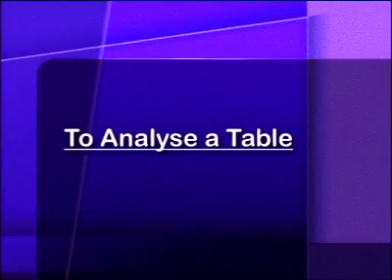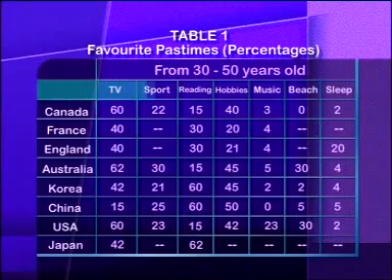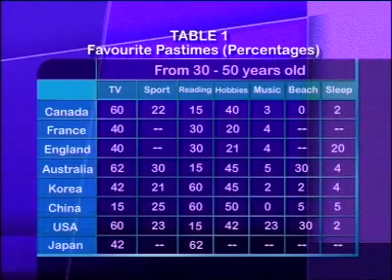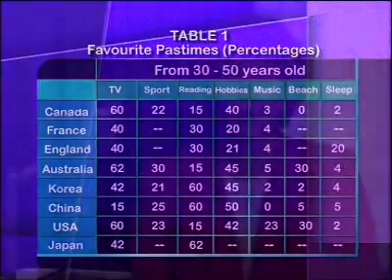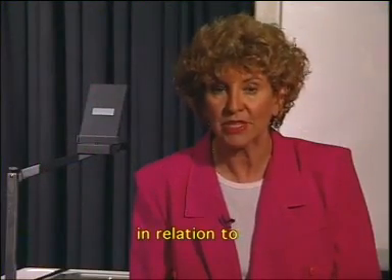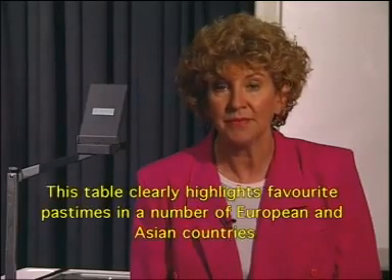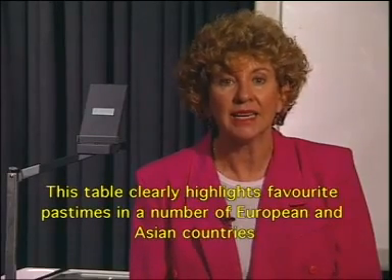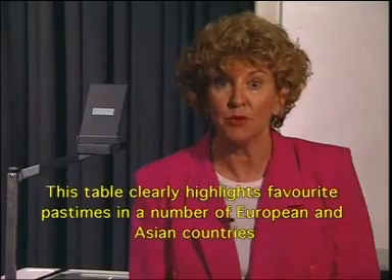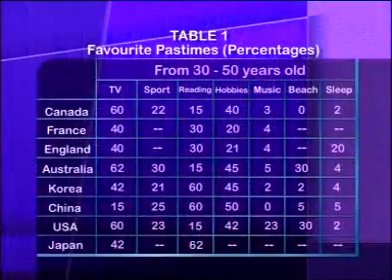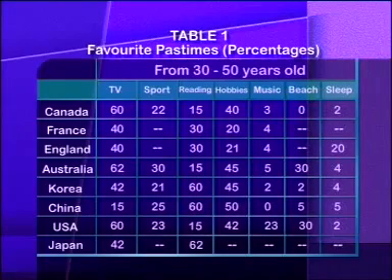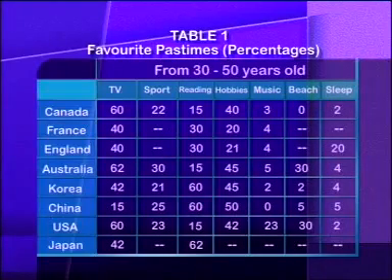To analyse a table. Tip 1. In tables, there's always information across the top and information down the side. The information across the top is always analysed in relation to information down the side. So the introduction to this table could be, this table clearly highlights favourite pastimes in a number of European and Asian countries. The pastimes are analysed in relation to a number of nationalities, such as English, French and Chinese.